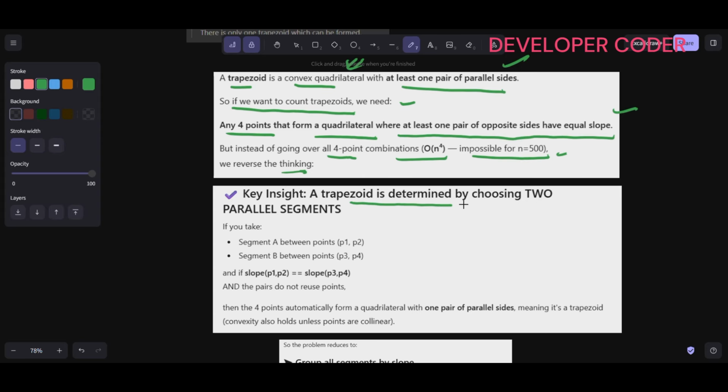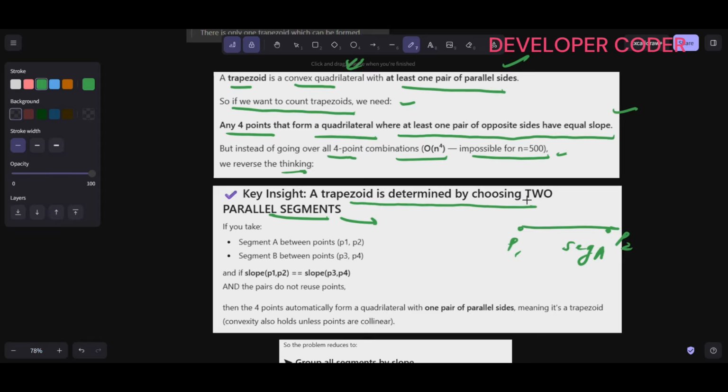A trapezoid is determined by choosing two parallel segments. What is a segment? A segment is nothing but just a line between 2 points, right? So segment A is between points P1 and P2, I can say. A segment is nothing but just a line, okay?